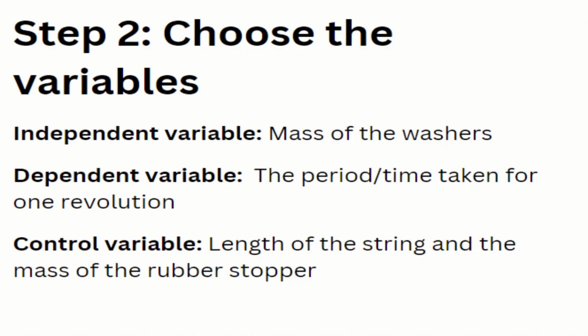For the independent variable, we decided to use the mass of the washers. For the dependent variable, it is the period, which is the time taken for one complete revolution to happen. For the control variable, we decided to keep the length of the string and mass of the rubber stopper constant throughout the experiment. After deciding the variables, we can continue with the experiment accordingly.